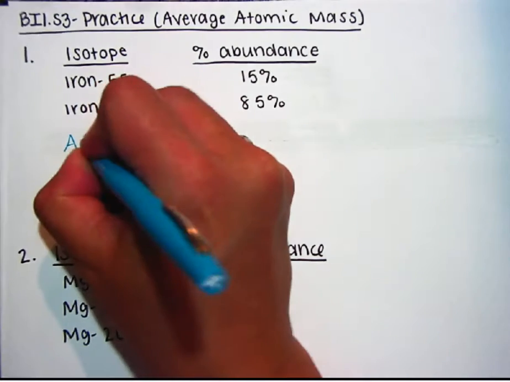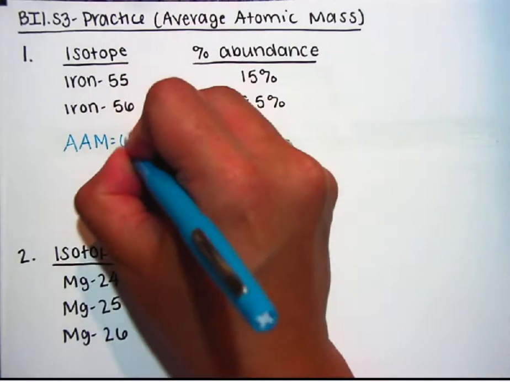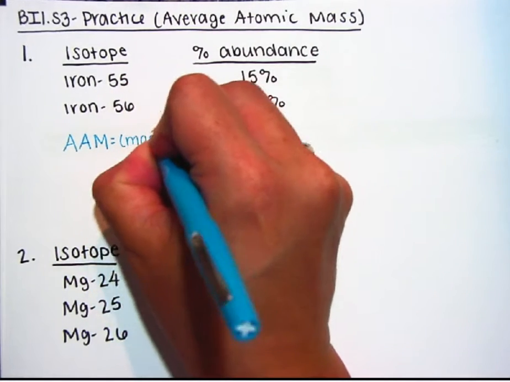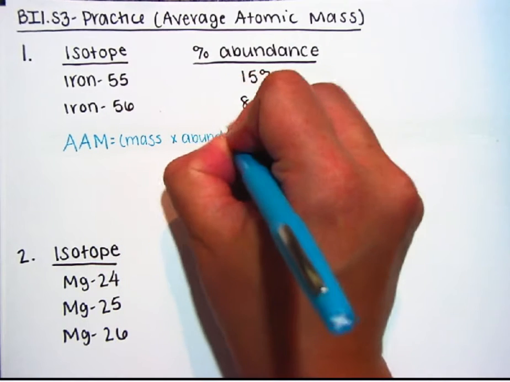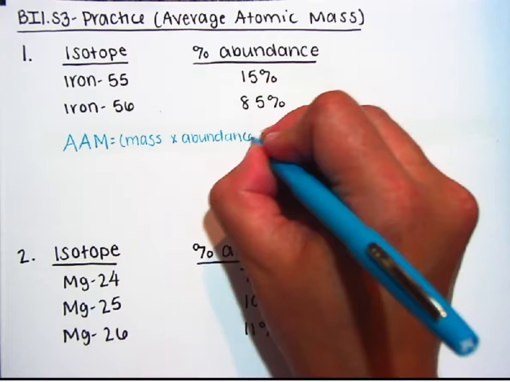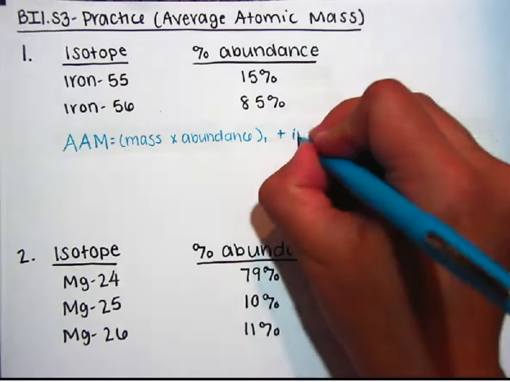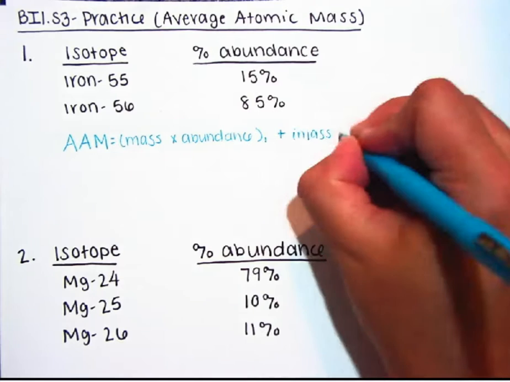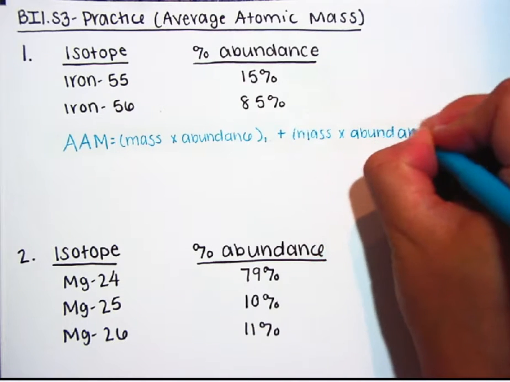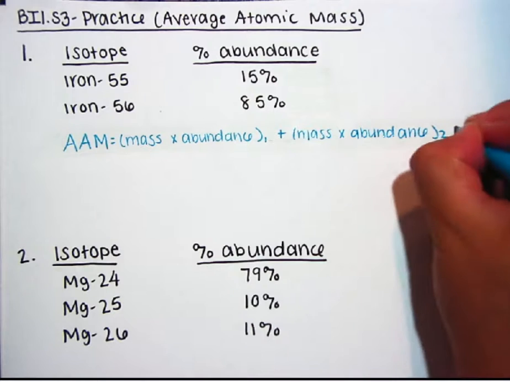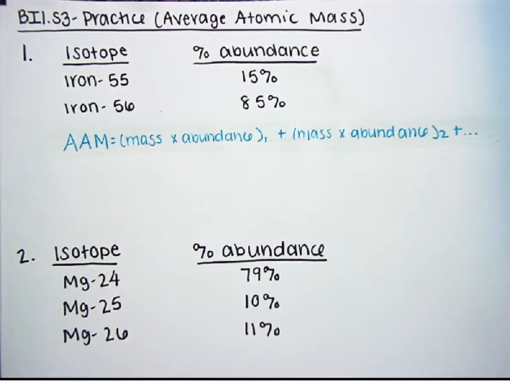So, quick refresher, when we are calculating average atomic mass, we are going to do mass times abundance of the first isotope plus mass times abundance of the second isotope, and we do this for every isotope.